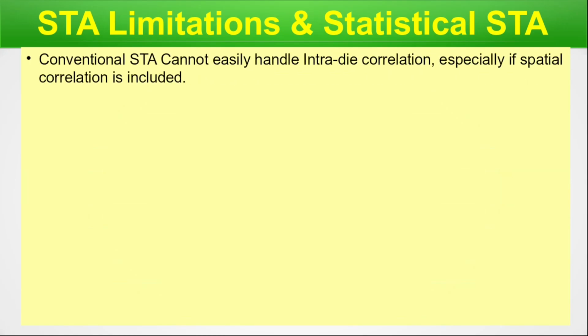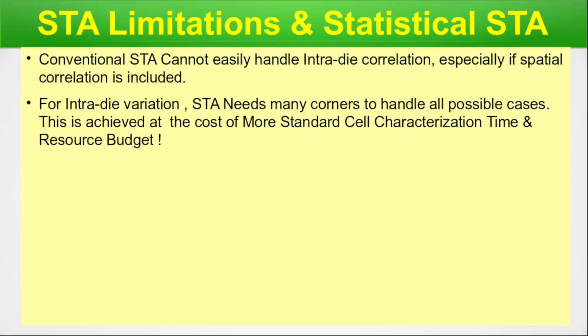Conventional STA cannot easily handle intra-die correlation, especially if the spatial correlation is included. I mentioned this word spatial distribution a few slides back already. Now here you can see it. For intra-die variation, STA needs many corners to handle all possible cases. This is achieved at the cost of more standard cell characterization, time and resource budget, which has an effect on the manpower who are generating the library, the standard cell library, the timing library, and all the dependent files and folders, whatever they are. Next.